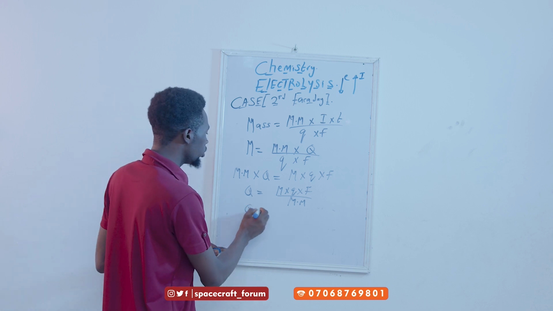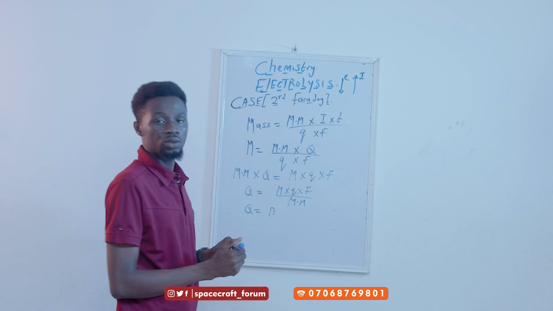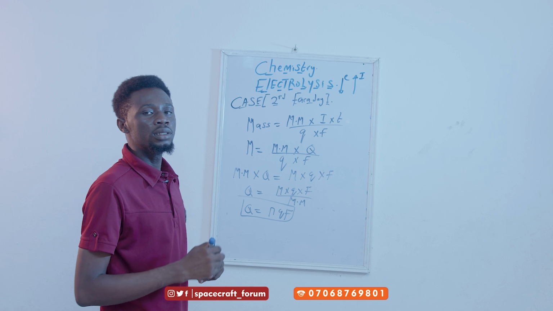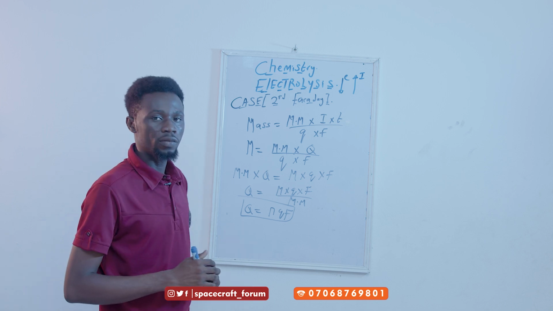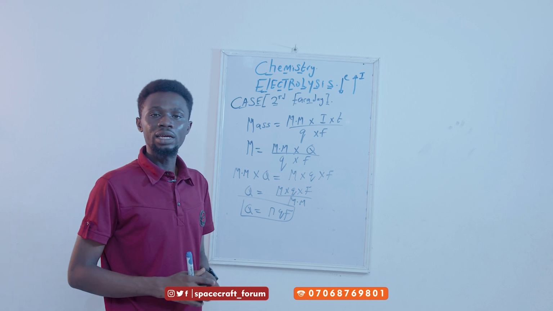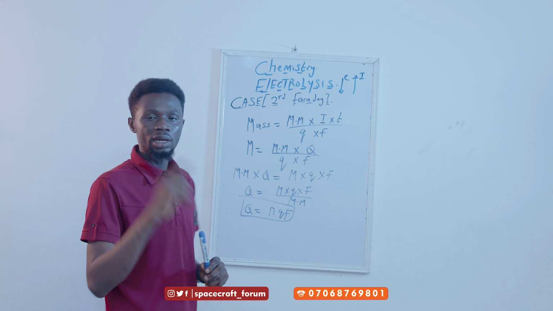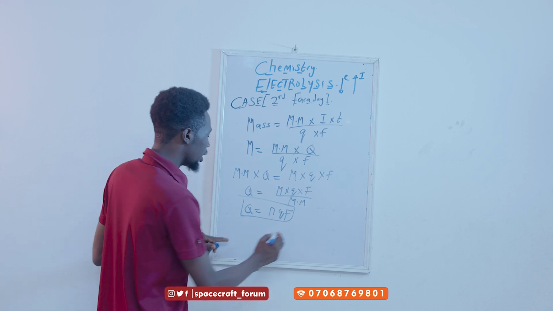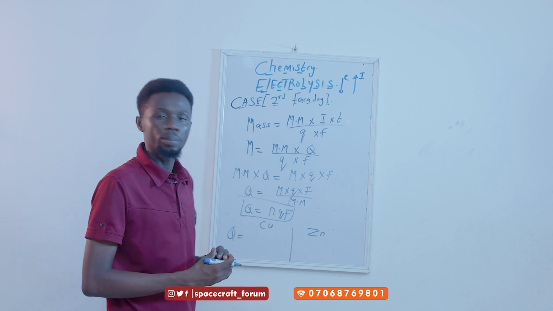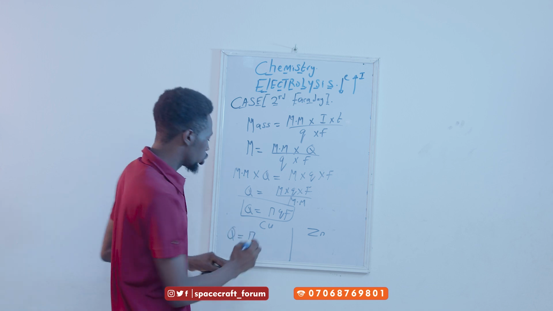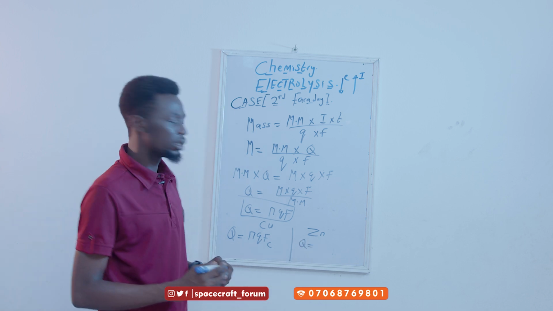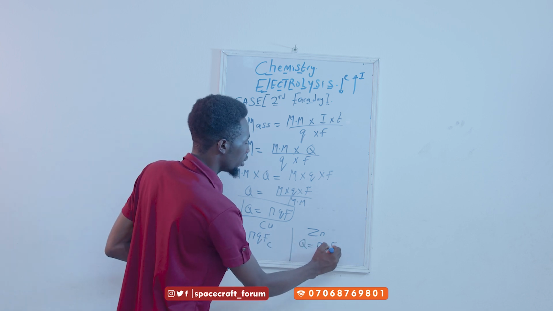So from here we can say Q is equal to number of mole, which is mass over molar mass, times charge of the element times 1 Faraday. So this is the second formula under second Faraday law of electrolysis. That is, quantity of electricity is equal to number of mole times charge of the element times 1 Faraday. But mind you, we are working with 2 elements. Now let's assume that we are working with copper and zinc. The quantity of electricity of copper is equal to NQF for copper, which is equal to quantity of electricity of zinc, which is NQF of zinc.